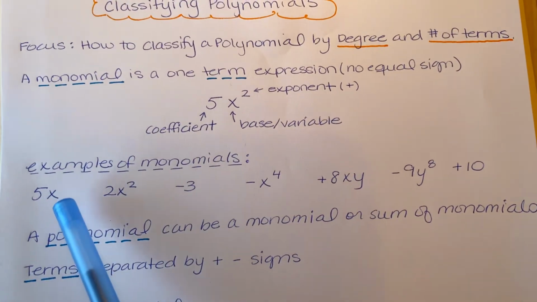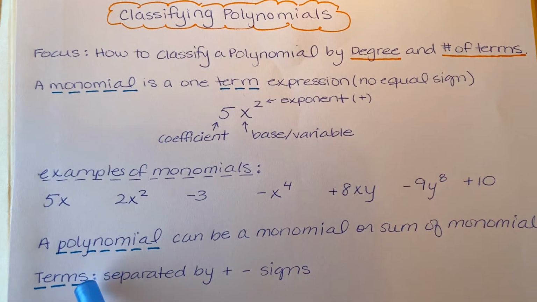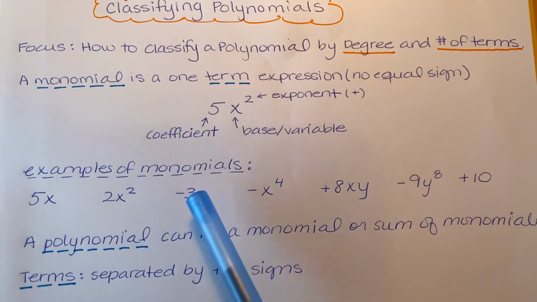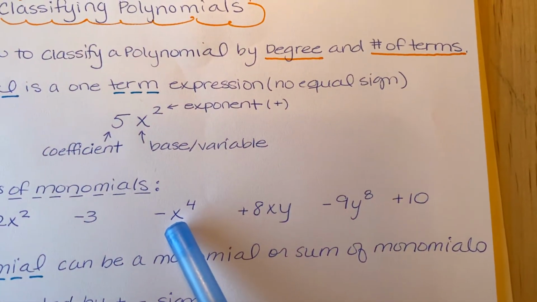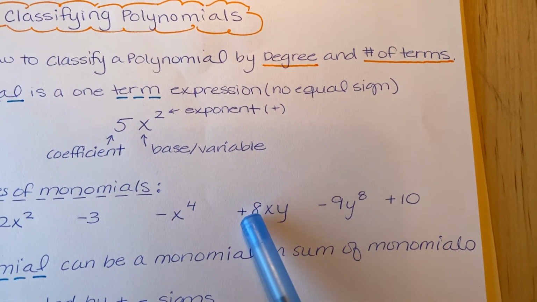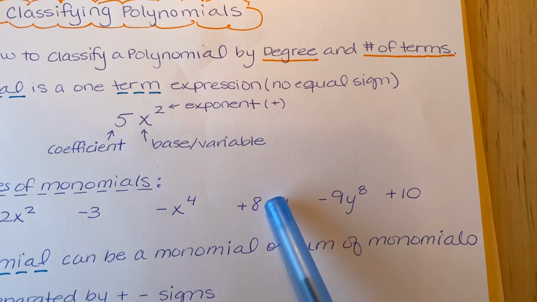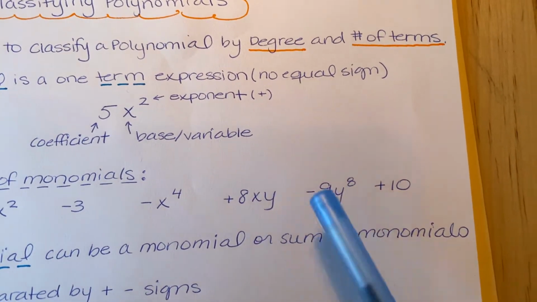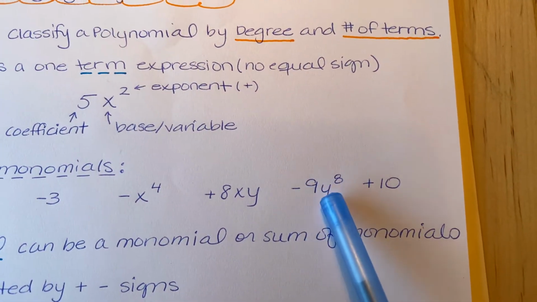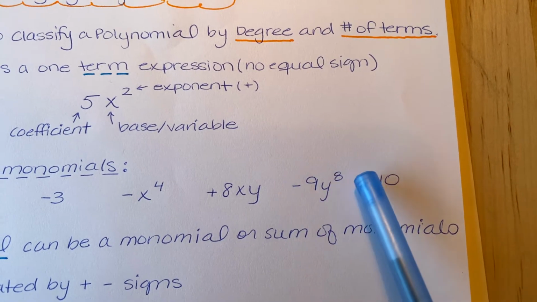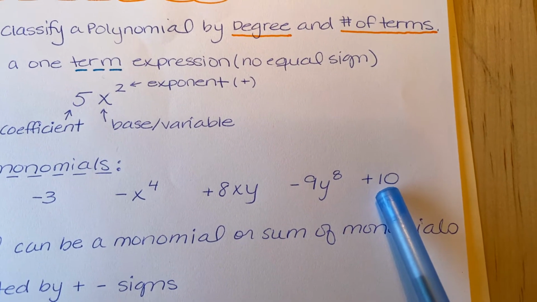Okay, examples of monomials. 5x. Remember that's a 1 there, it's implied, we'll cover that. 2x squared. Negative 3, that's a constant, because it doesn't have the variable. Negative x to the 4th power. Positive 8, so 8 would be your coefficient. You have two bases, but because there is no plus or minus sign in between them, this is still a monomial. You can have multiple bases or multiple variables. All right, negative 9y to the 8th. Negative 9 is your coefficient, 8 is your exponent or your superscript, and y is your base. And then just positive 10.